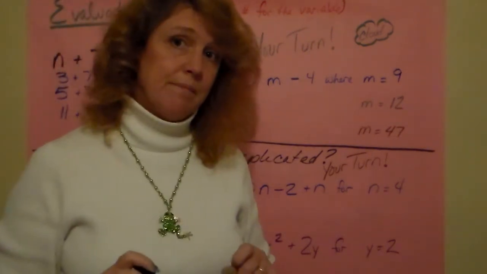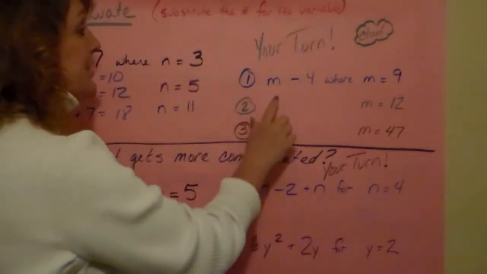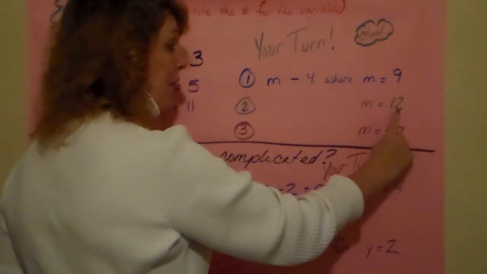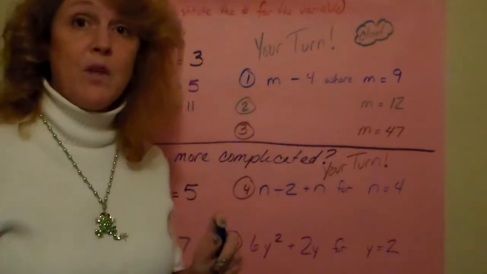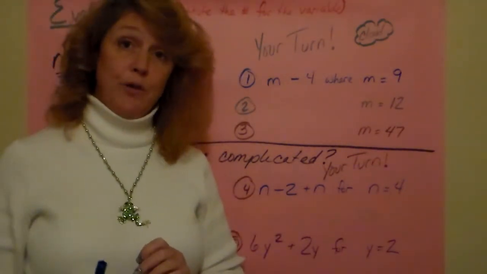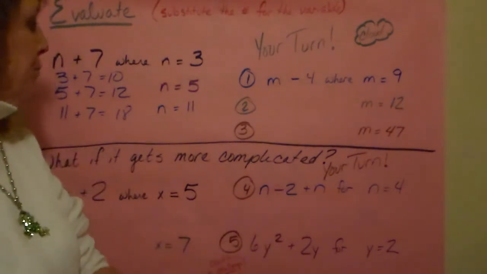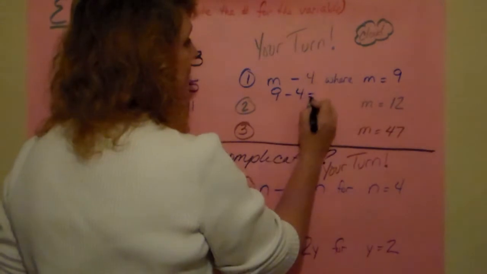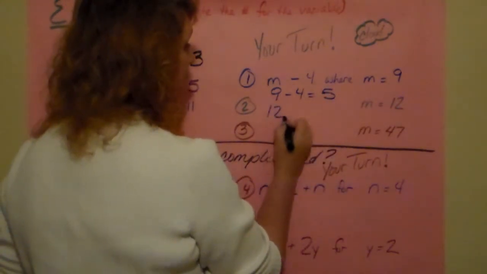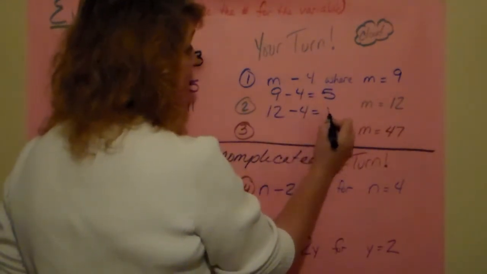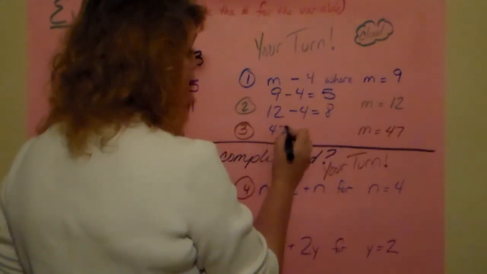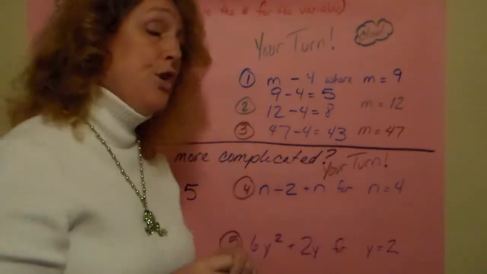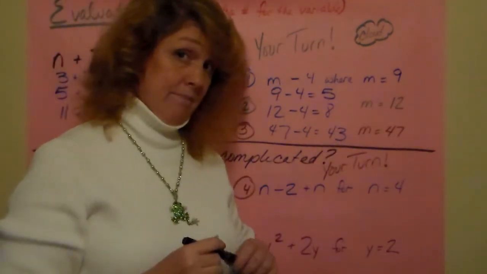That's what evaluate means. So your job is you're going to solve m minus 4, where m equals 9, where m equals 12, where m equals 47. So write this down, push pause, come back when you're done. So if m equals 9, 9 minus 4 is 5, and 12 minus 4 is 8, and 47 minus 4 is 43.